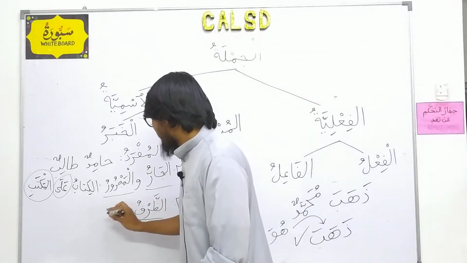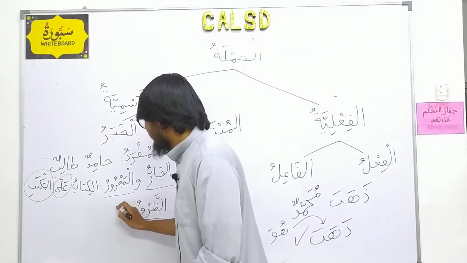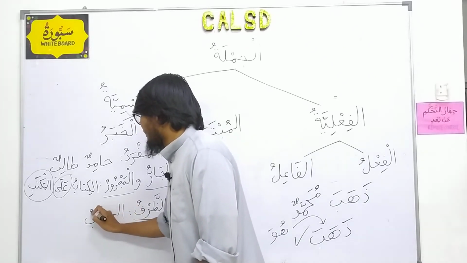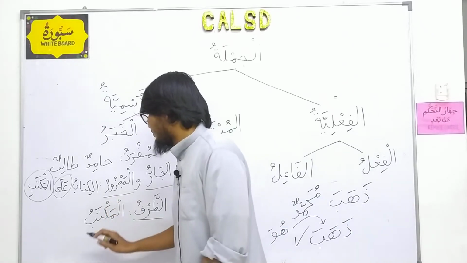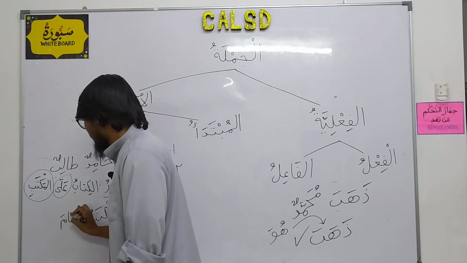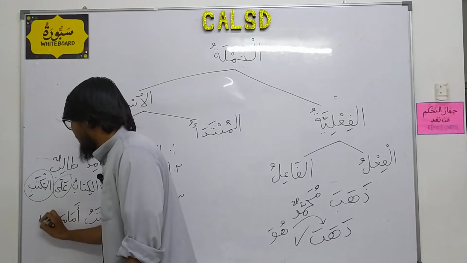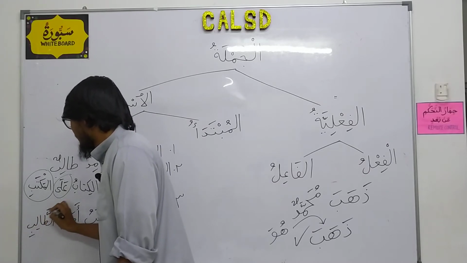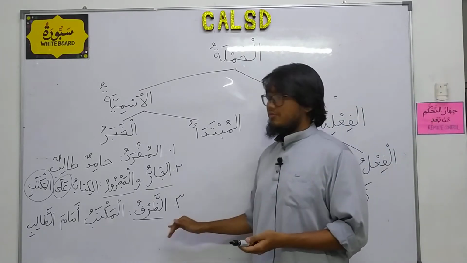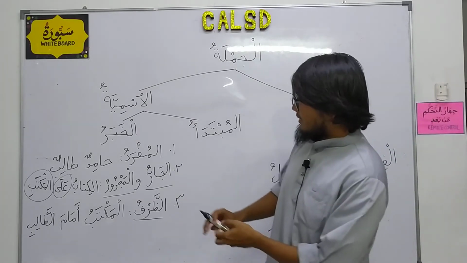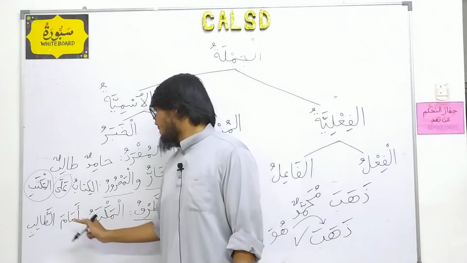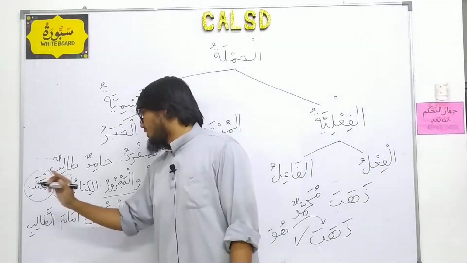Okay, az-zaraf, we can say al-maktabu. So I'll use very simple words. Al-maktabu amama at-talibi. This is for zaraf. Simple. So the book is on the table. This one is, the table is in front of the student.